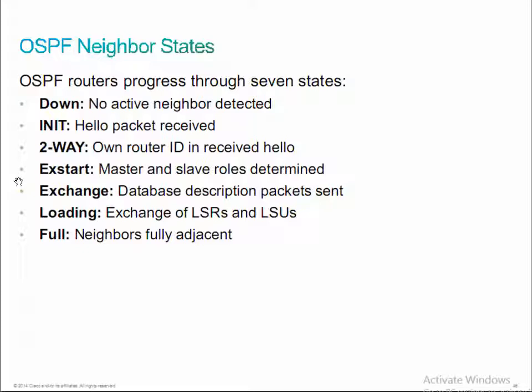So it's actually in the loading state where we're either replacing information that's out of date, not the latest information based on the sequencing, or information that I simply don't have. And that's the goal in this particular case, to synchronize our databases. Once that exchange takes place, now we're fully adjacent and we have common databases. We didn't see this with EIGRP. In EIGRP, you're either a neighbor or you're not a neighbor, and then based on that neighbor relationship, you exchange routes or you don't.